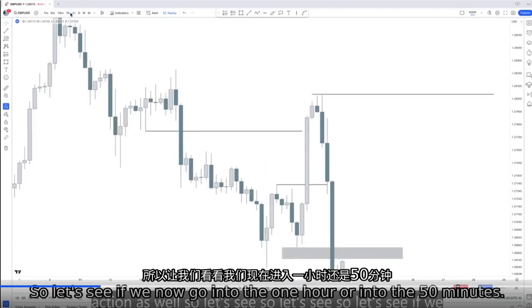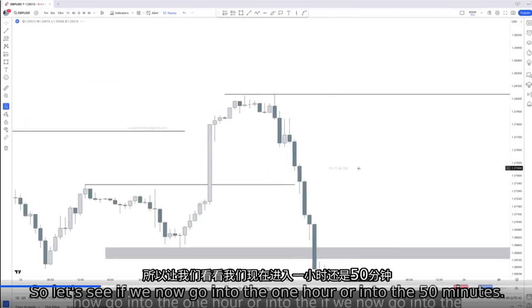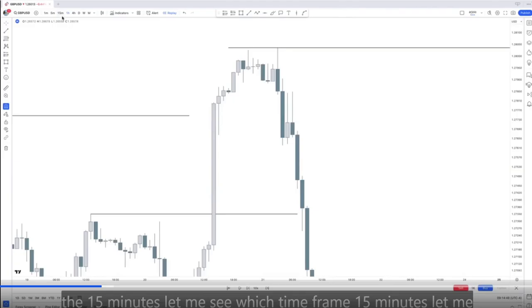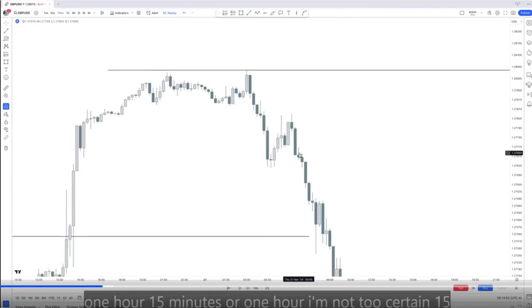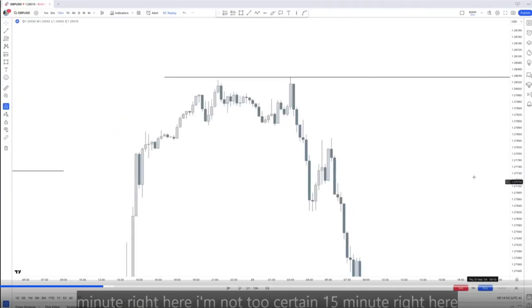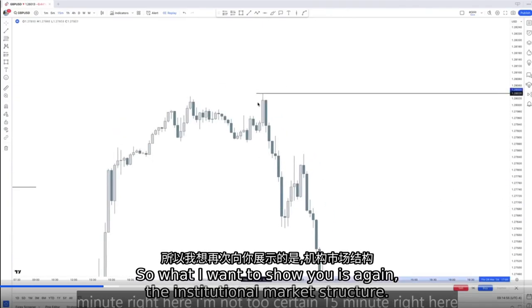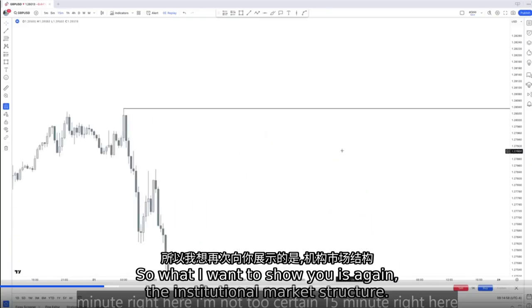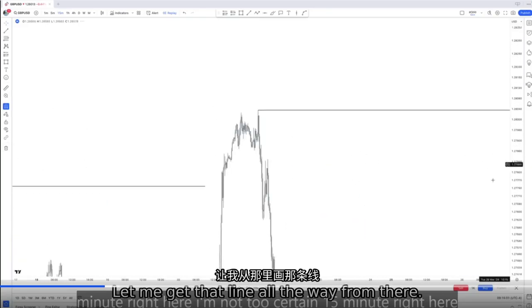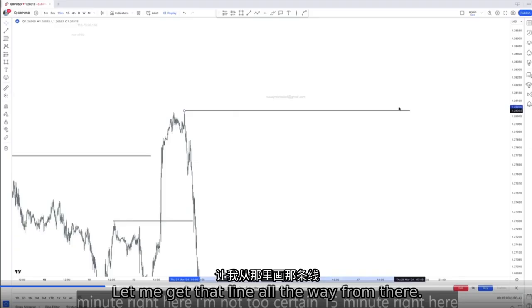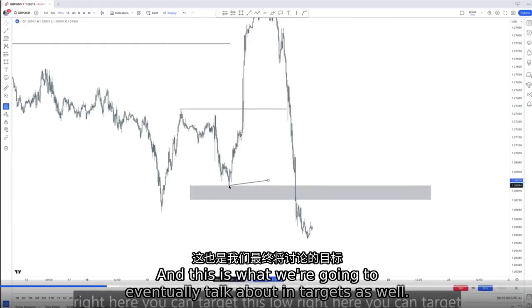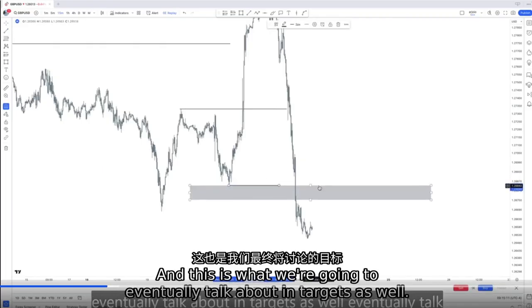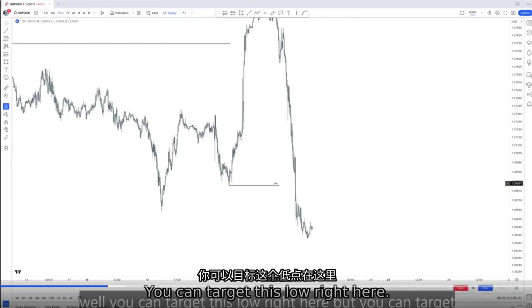So let's see. If we now go into the 1 hour or into the 50 minutes, let me see which time frame was it. 50 minutes or 1 hour? I'm not too certain. 50 minutes right here was the 50 minutes. So what I want to show you is, again, the institutional market structure. Let me get that line all the way from there. Targeting intermediate term low. You can target this low right here. And this is what we're going to eventually talk about in targets as well.